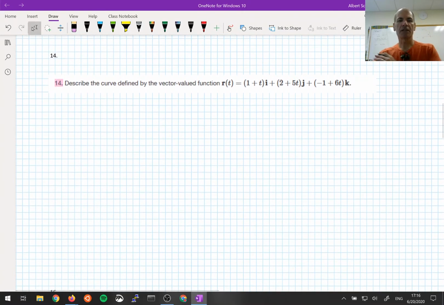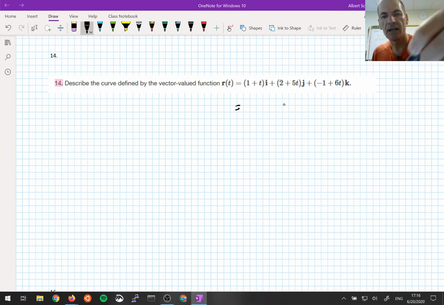Let's talk about 14. Describe the curve defined by this vector-valued function. If you look at this thing, you see that everything in sight is linear. So this is a line of some sort. Can we figure out what kind of line it is? Sure we can. If you go back to the section on lines and planes, you know that what you can do is separate this out into a constant vector plus t times another constant vector. And doing so, we get the vector 1, 2, and negative 1.